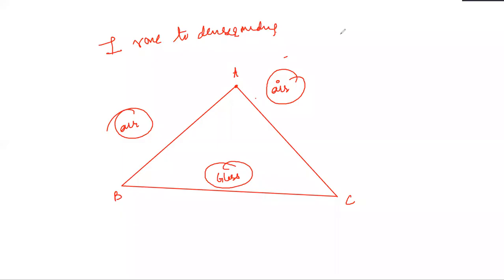At the second surface, light travels from glass to air, that is from denser to rarer medium. Light bends and again suffers refraction, bending away from the normal. This is for later, but light suffers refraction at two surfaces. So what is a prism?